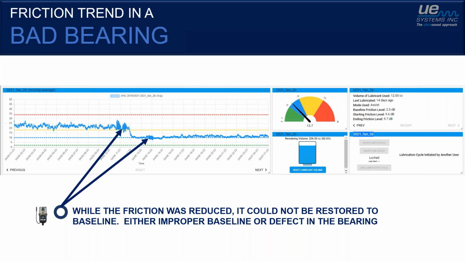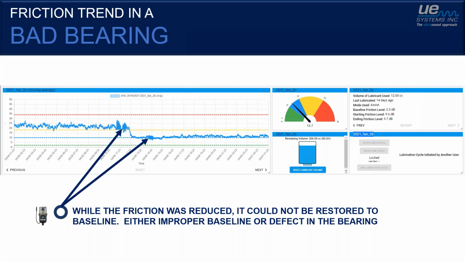But what happens if that bearing has a defect? Whether it's an inner race, outer race, or a cage issue, it is going to create friction. And unfortunately, lubrication may be able to mask it or do nothing at all. In this case, what we're able to do is restore that friction the best we could. The system automatically stopped because it noticed that as it applied grease, the friction started to go back up again.